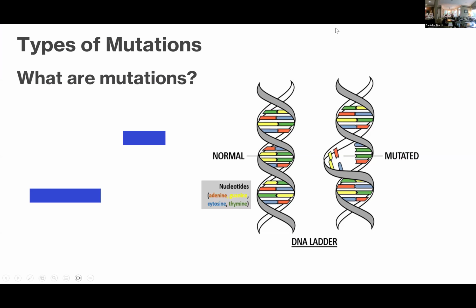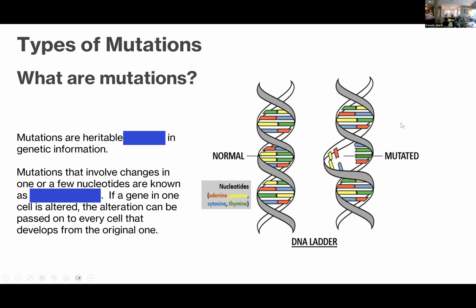So let's talk mutations for a bit. So what are mutations? Mutations are heritable, meaning you can inherit them. And what are they? Changes. They're heritable changes in genetic information. Mutations that involve changes in one or a few nucleotides are known as what kind of mutation? Point mutations. Very good.